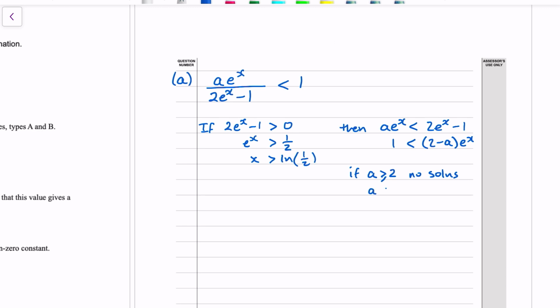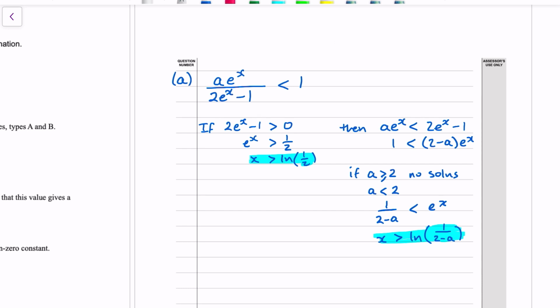But if a is less than 2, then it does work for this, but we're going to be dividing by a positive quantity, and therefore we've got 1 over 2 minus a is less than e to the x, or x is bigger than log of 1 over 2 minus a. Now we have to put the solution to this case together with its original condition. We had a condition here that x had to be bigger than log of 1/2. Note that log of 1/2 is a negative number.